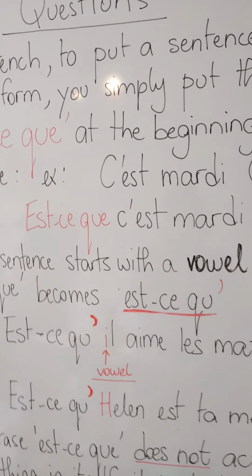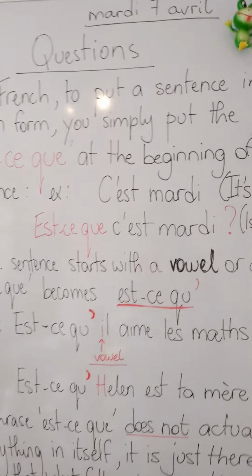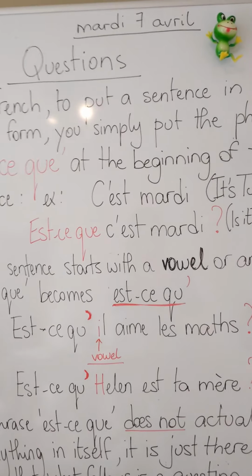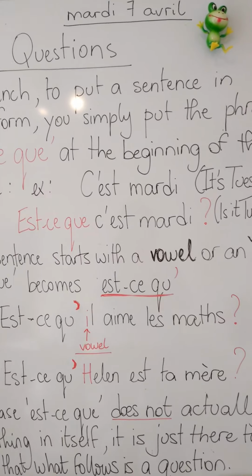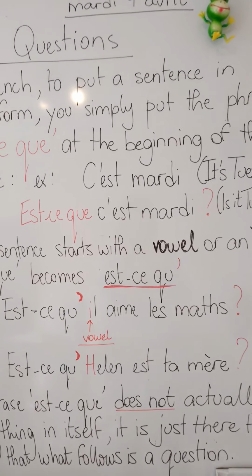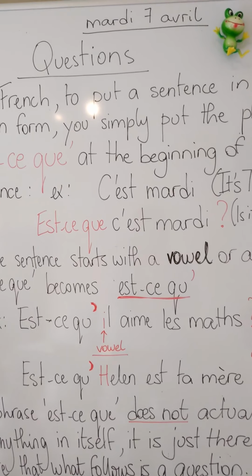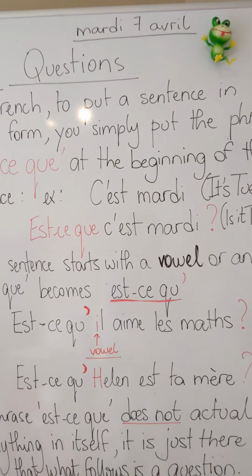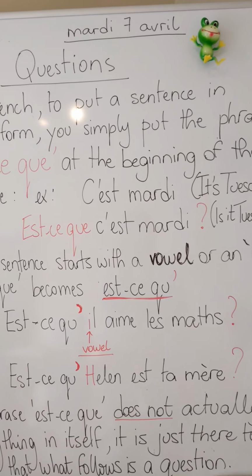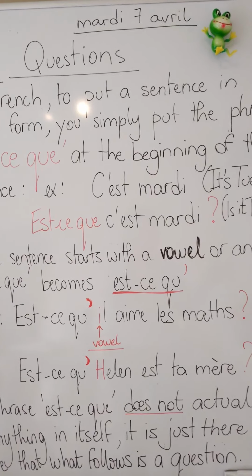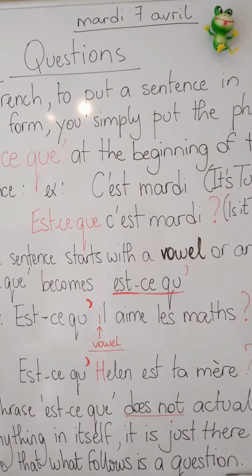It would be very difficult, and you know how French people don't like difficulty in pronouncing. If you had to say, est-ce que il aime les maths? You would have to pause in the middle of the sentence, and therefore it's much easier to transform the E into an apostrophe. And instead of saying, est-ce que il aime les maths? You can now say, est-ce qu'il aime les maths? Without pausing, and it comes out fluently in one go.